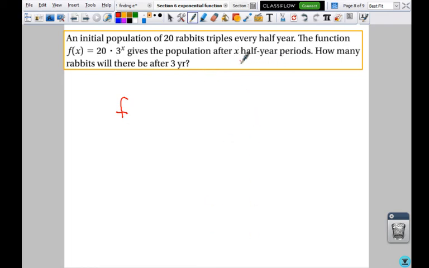So x is half-year periods. How many half-year periods are in 1 year? Two. So how many half-year periods are in 3 years? So all you're figuring out is what x is. So x is half-year periods, and if there's 3 years, you would figure out how many half years that is.